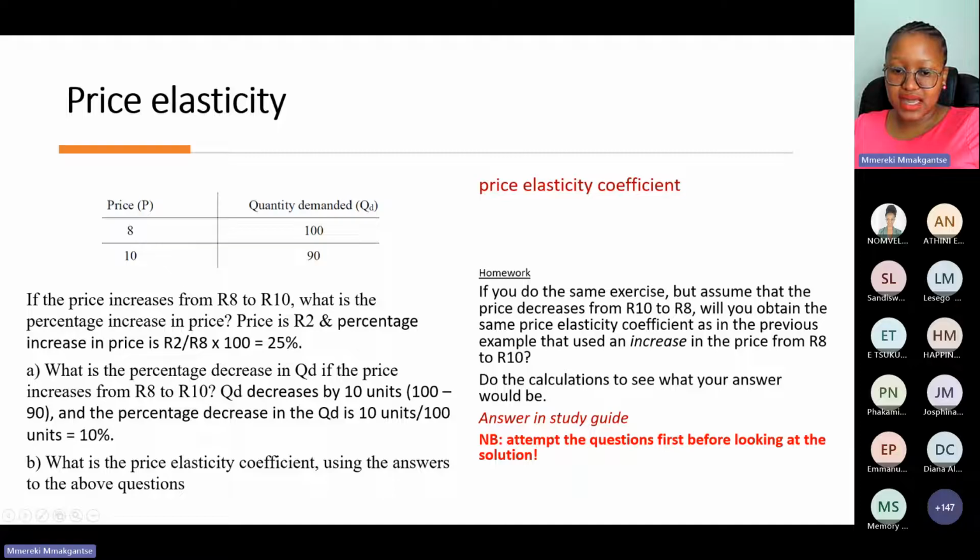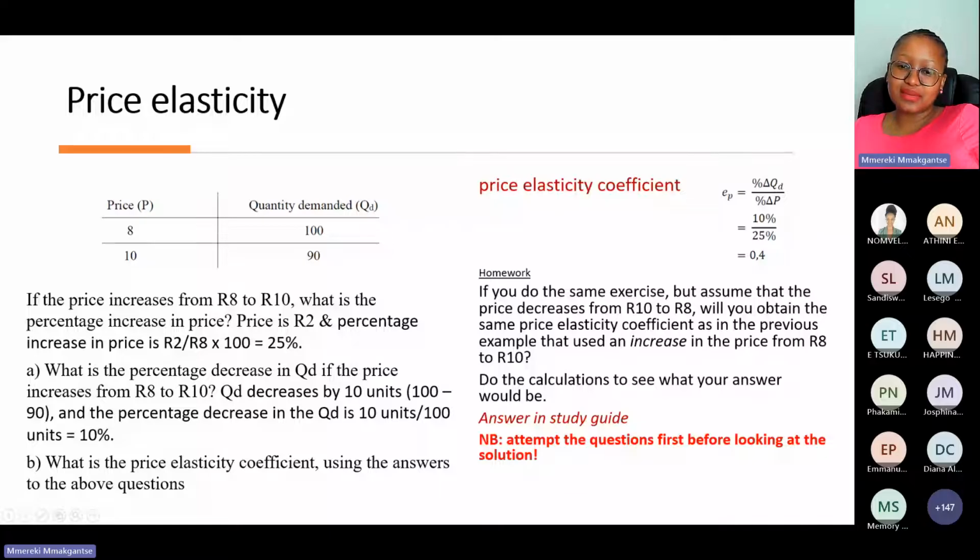I'm loving the answers. I can't see all of them at once. Yes. So the correct answer is 0.4. So if you must do this same exercise for homework, but assume that the price decreases from 10 rand to 8 rand, you will obtain the same price elasticity coefficient as the previous example that used an increase in price. Do the calculations to see your answer.